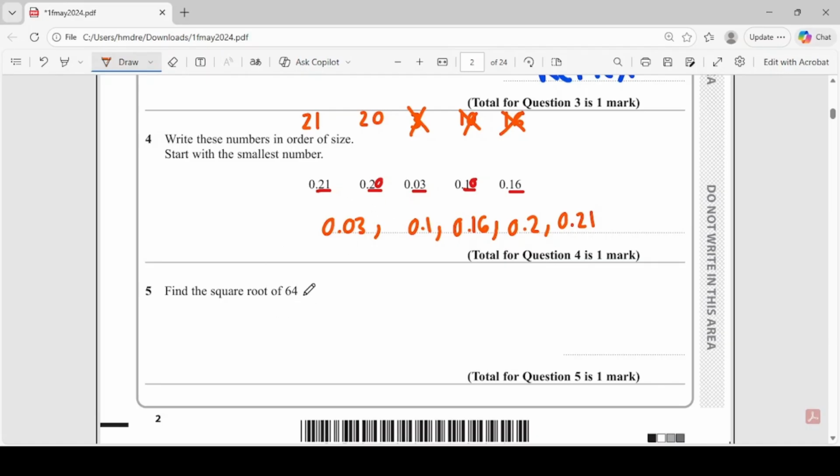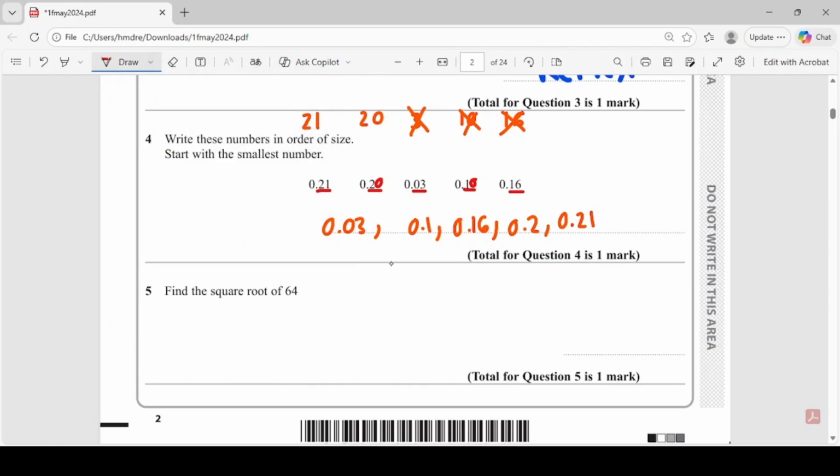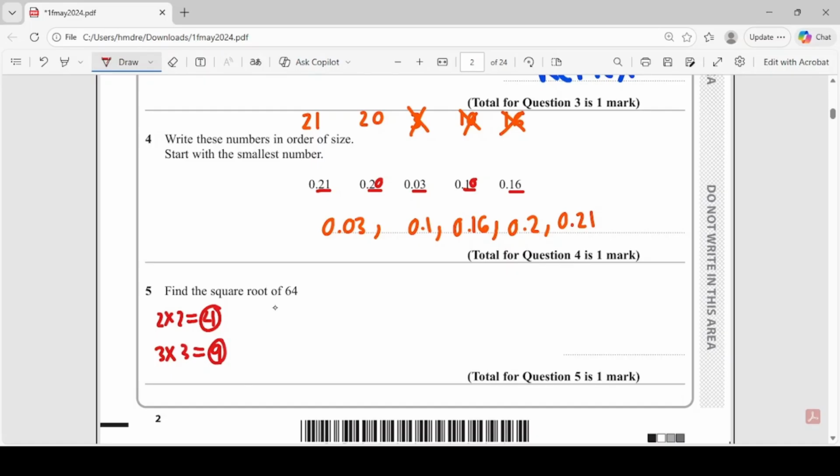Find the square root of 64. So you should know these straight away. But if you don't know square numbers, if you're not quite sure, in the exam, what I would do is I would start. So I would say, let's say 2 times 2 gives me 4. So that's one square number. Then I would test 3 times 3 gives me 9. 4 times 4 gives me 16. 5 times 5 is 25. So if you don't know it straight away, we're testing.